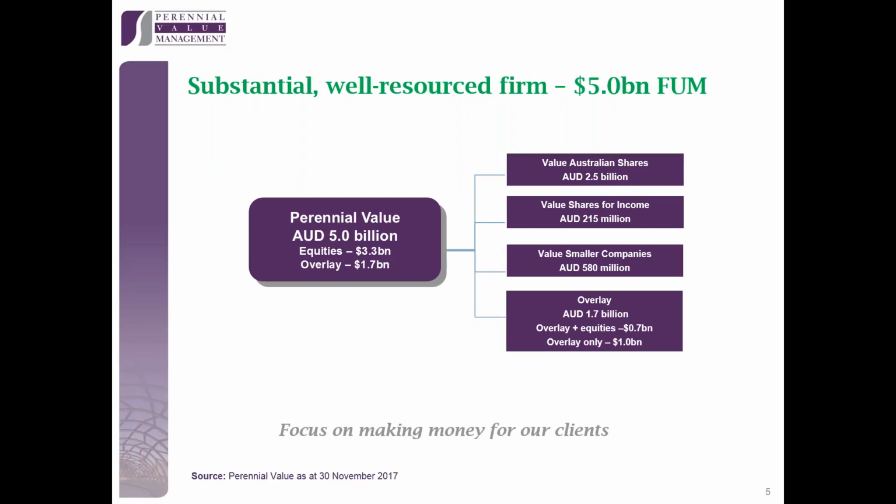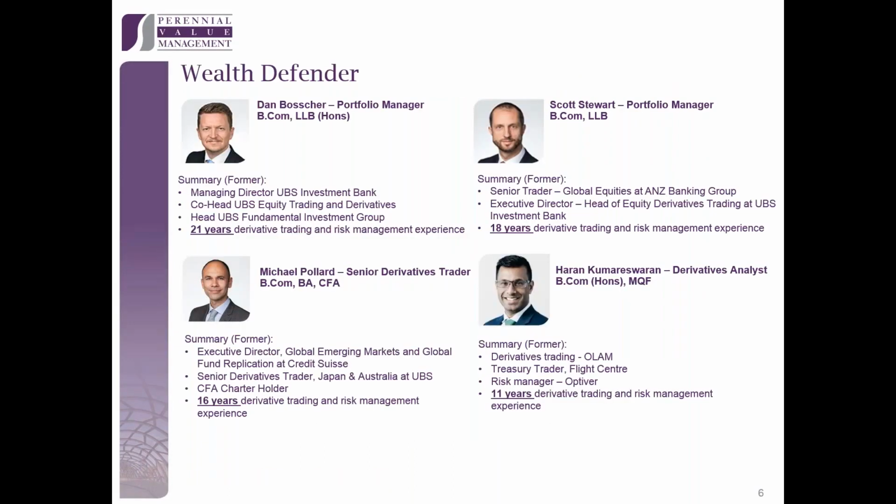In the following slide, you'll see the Perennial Value business is obviously fairly substantial, running about $5 billion worth of risk. Importantly, on the bottom right-hand side, you'll see that the overlay business, which is essentially the protection piece, is significant inside Perennial Value. It's not a startup. We have institutional mandates that run overlays as well in order to protect downside, just as we do in the retail products that we run.